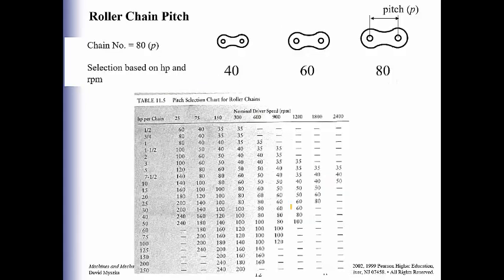Some vocab that you have to take into account is something called the pitch. The pitch is the distance between the pins of a chain link. Basically, that's where the sprocket tooth is going to fit into the hole of the chain. The distance from each pin to the next pin is going to be called the pitch.